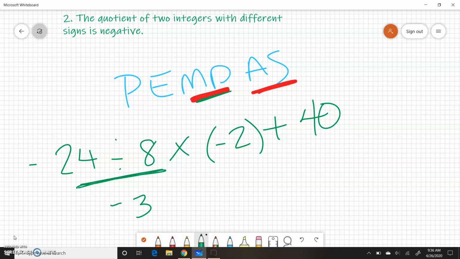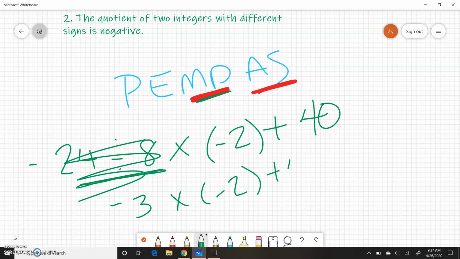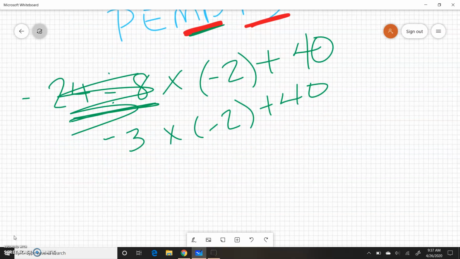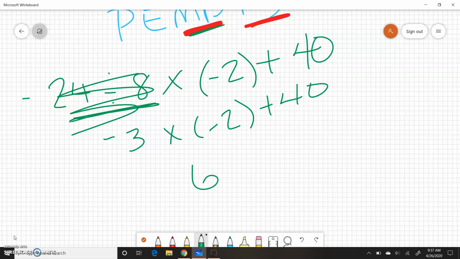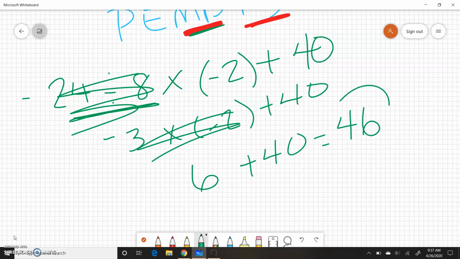So if you remember when we did order of operations, I like to do it by rewriting everything as I go down. So I'm done with this. So what I'm going to do now is write -3 times -2 plus 40. Next I'm going to multiply because multiplication is before addition. So now I have -3 times -2. Well, 3 times 2 is 6, and they're both negative, so my answer is positive. So now I'm left with 6 plus 40. So my final answer is 46.